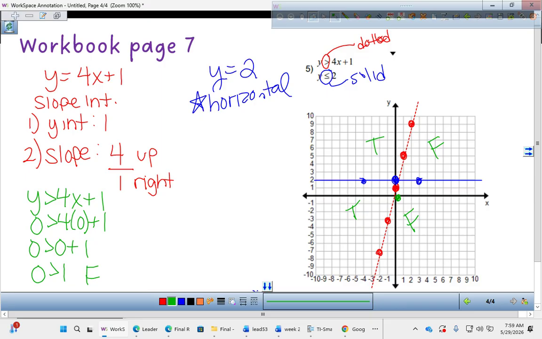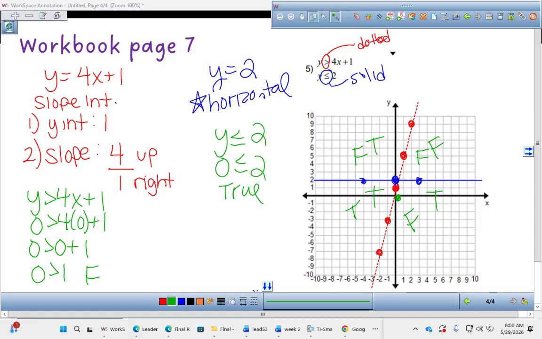Now I'm going to do the same thing with this one. There's no x, so I can only replace one of the variables with 0. 0 is less than 2 is true. So in terms of my blue line, the green point works. Everything on that side of the graph also works, and everything on this side doesn't work. You want to shade the true region for everything. So my answer is going to be this region down here. The double true.